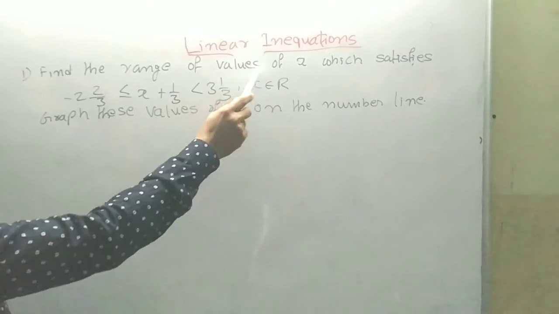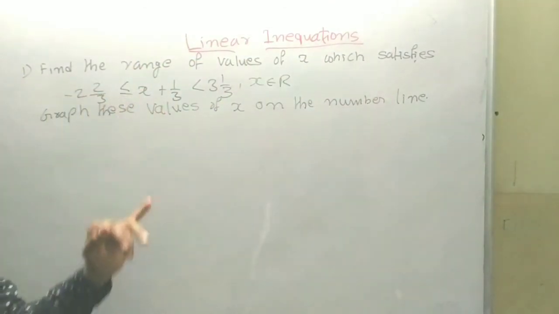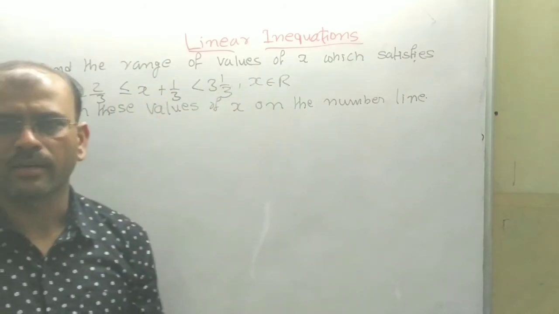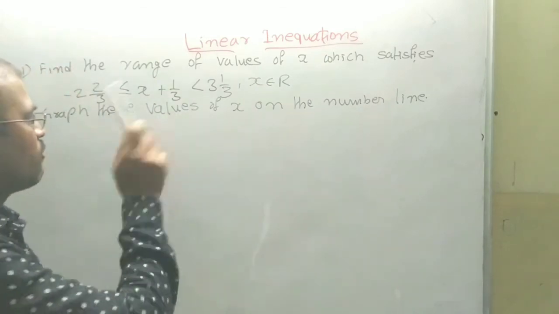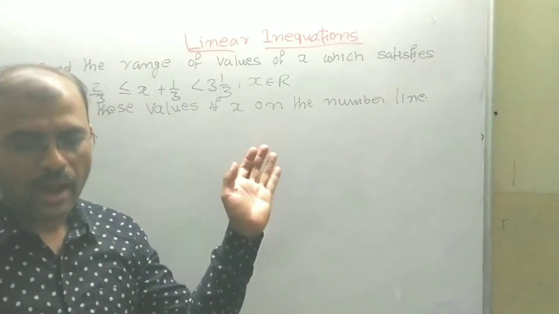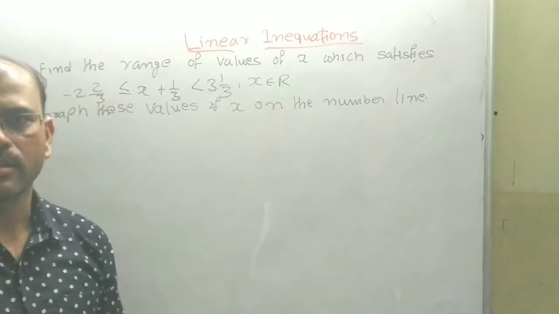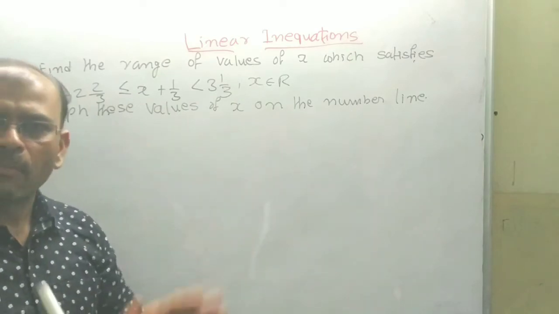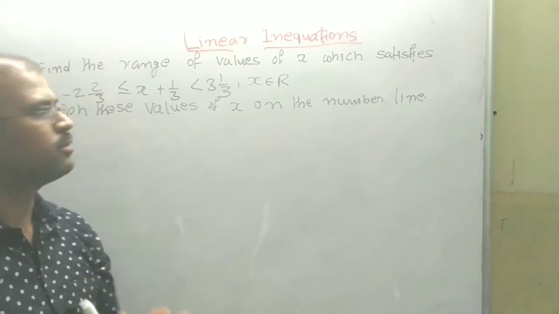Find the range of the values of x which satisfies minus 2 2 upon 3 less than or equal to x plus 1 upon 3 less than 3 1 upon 3, x belongs to R. So this question we have to find the solution, and after finding the solution we have to plot it on the number line. This question was asked in the 2007 board examination. This question we can solve in two ways. I am going to explain both the ways. Whichever you feel comfortable you can follow.